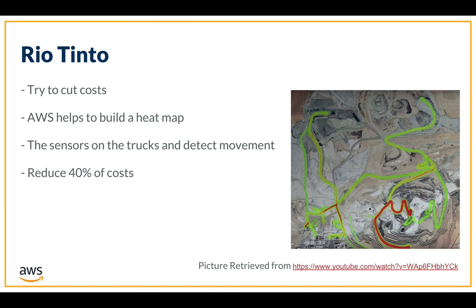The last example is Rio Tinto. Rio Tinto is one of the largest mining companies on earth. They were trying to cut costs, so AWS helped them to build a heat map. They install sensors on the tires of trucks and detect the movement to create a heat map. So they are able to know which load has high roughness, and as a result they save 40% of tire cost, and that means millions of dollars.